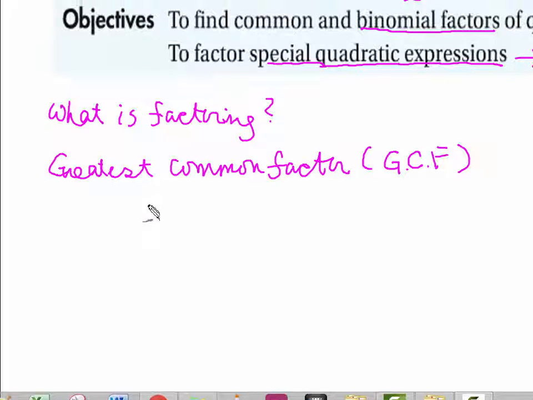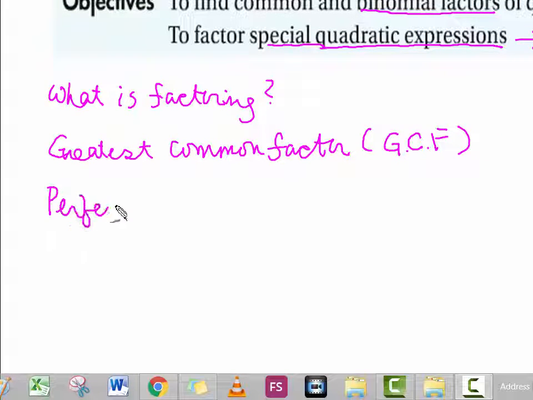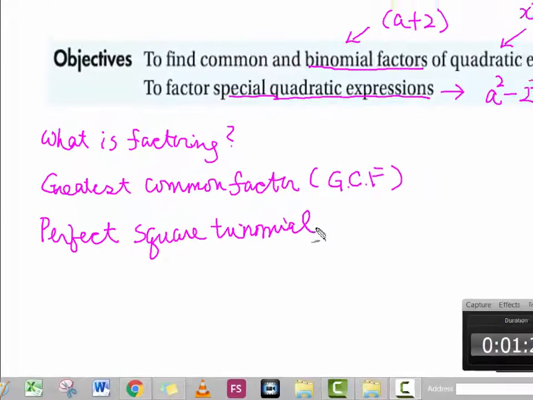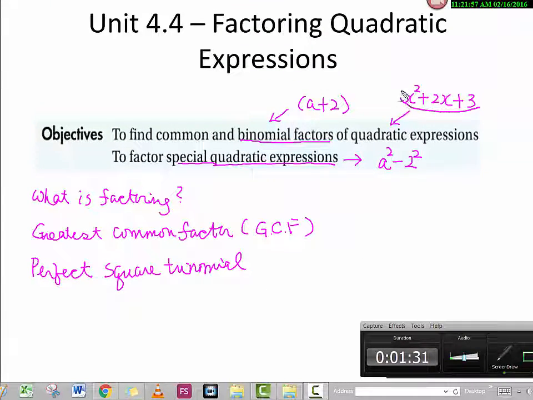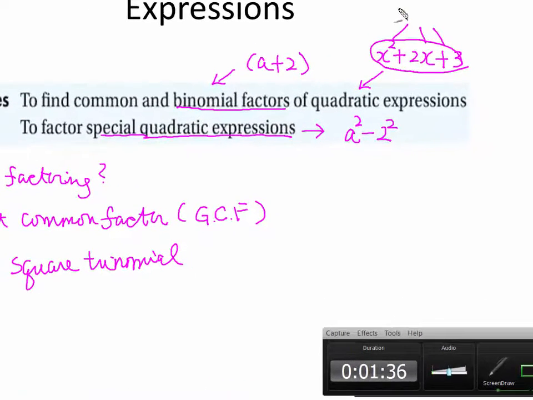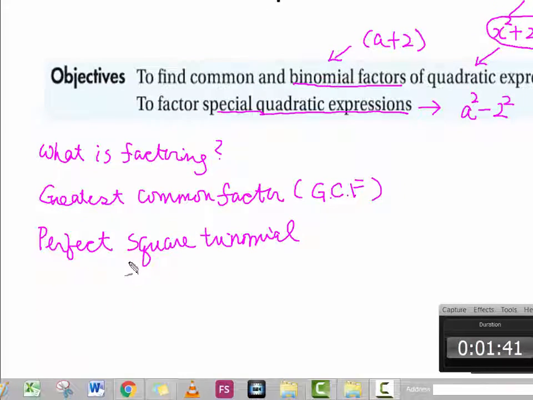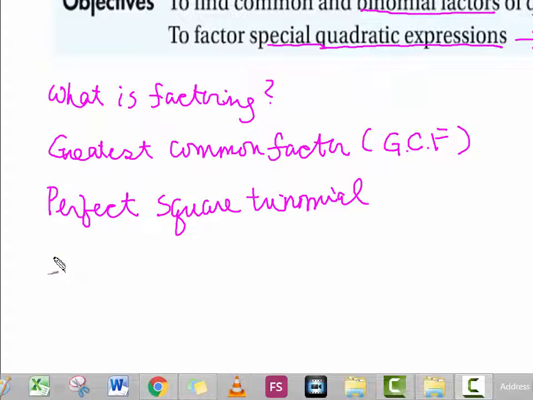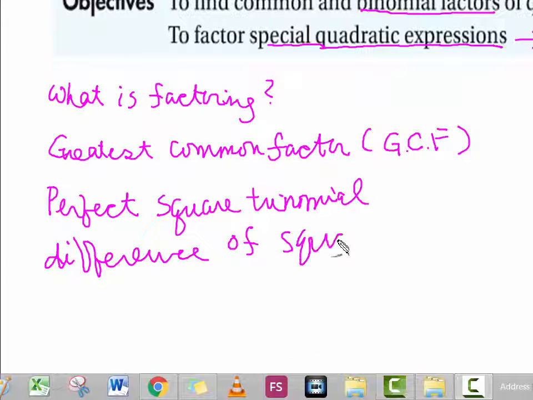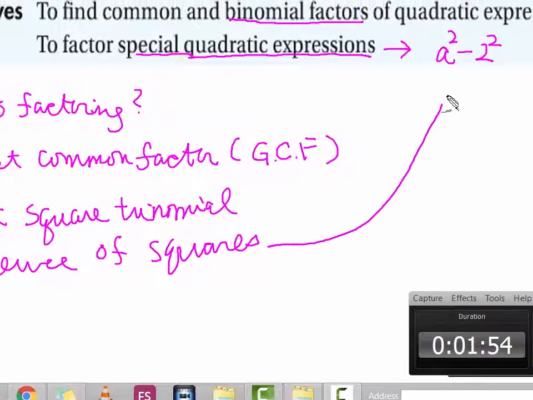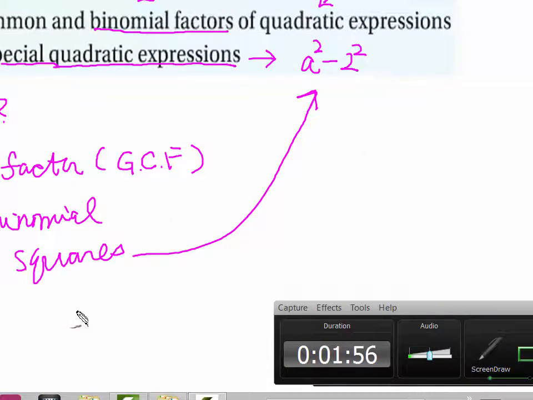The next concept you're going to learn is perfect square trinomial. I'll give you an example of what a trinomial is. This is a trinomial. 3 terms. 1, 2, 3. 3 terms. The last concept you're going to learn in this unit is the difference of squares, which is something like this.